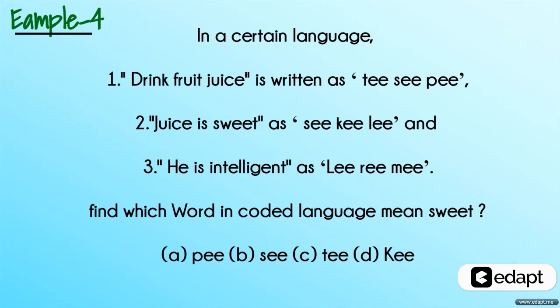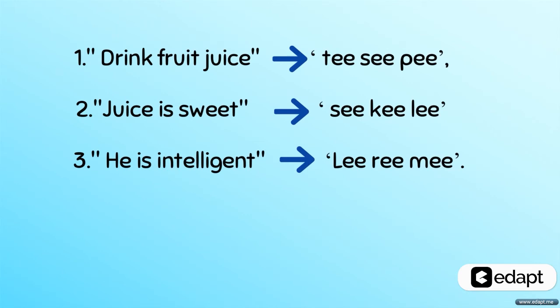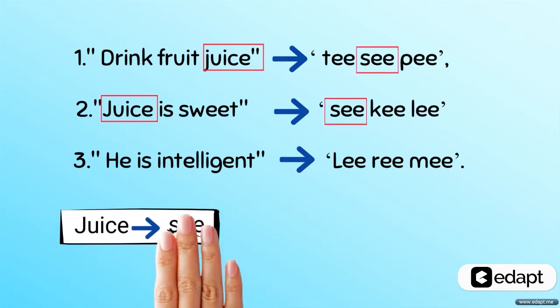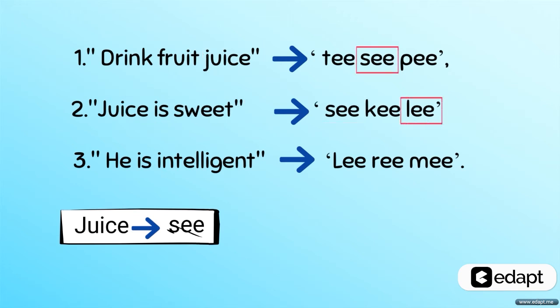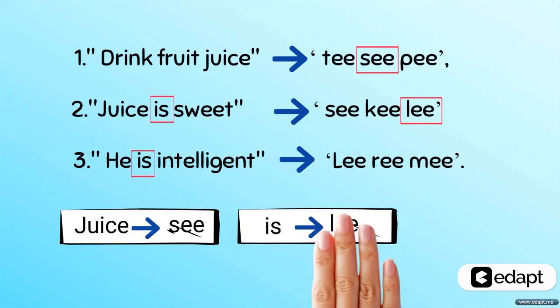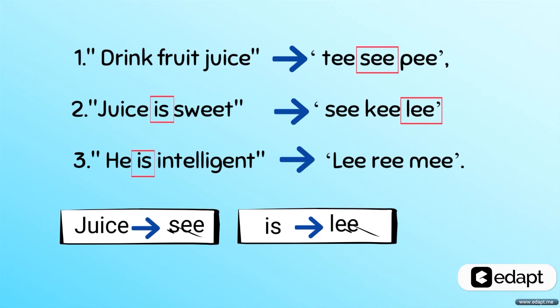First, we will compare phrases 1 and 2. The common word is juice and the common code is C. Therefore, C codes for juice. Next, we will compare phrases 2 and 3. The common word is is and the common code is Li. Therefore, Li codes for is. In the second phrase, the only code left is Ki. Therefore, we can say that Ki codes for sweet.